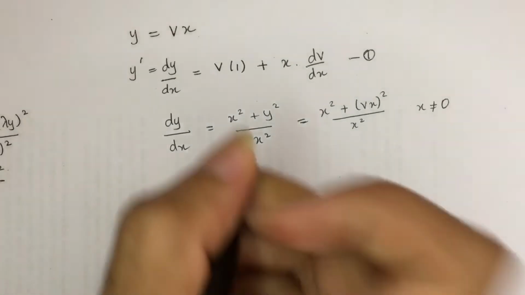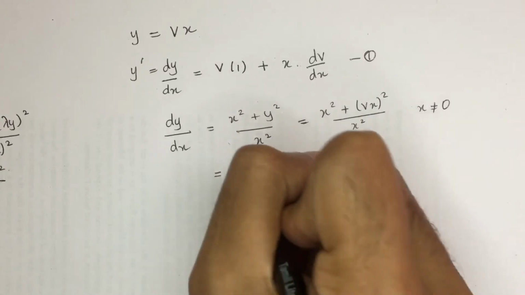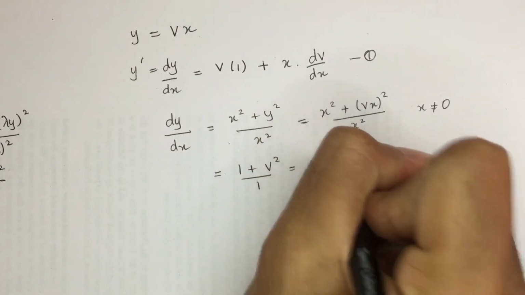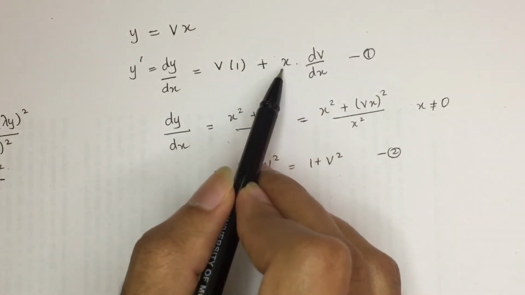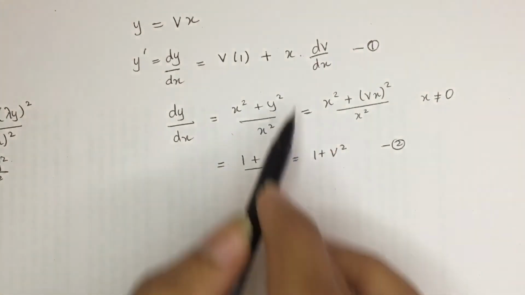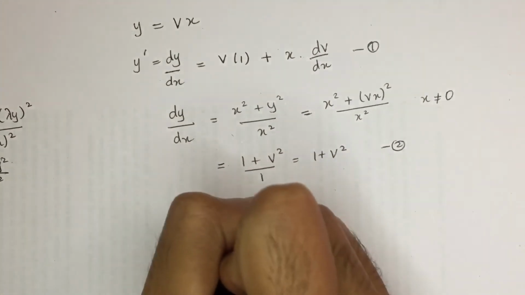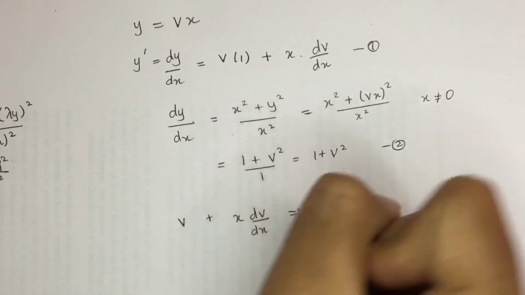From that you can directly tell that dy by dx would be equal to 1 plus v squared over 1, which is 1 plus v squared. So we have got two equations for dy by dx, which shows we are getting an equation related to y, v and x. We substitute vx and get an equation with two variables, v and x. So let's equate this part. If I equate this, I get v plus x dv over dx equal to 1 plus v squared.